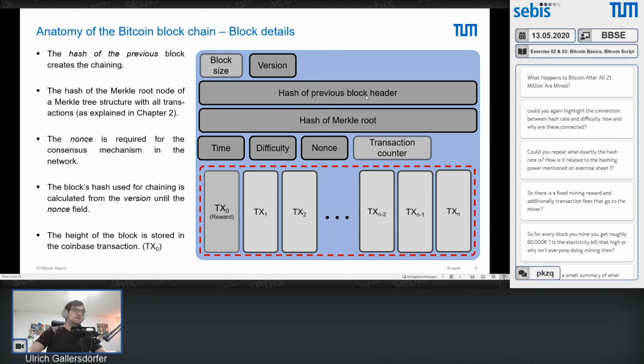And last but not least, the nonce itself is a number only used once, so that's the abbreviation. This basically allows you to retry the mining puzzle, or this hash puzzle. You can change it, and it definitely would change the hash of the block header, and that's exactly its purpose. So the purpose of the nonce is to be able to easily change the block header.